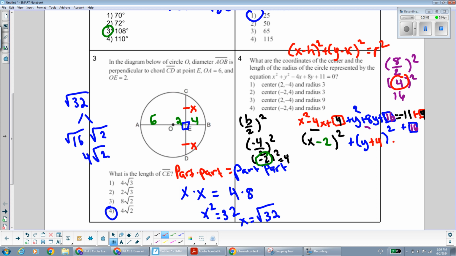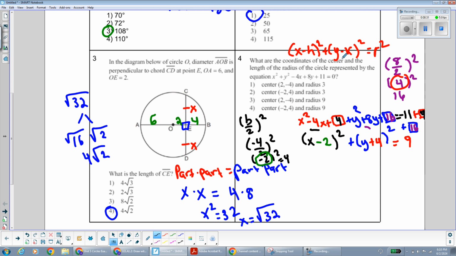And then let me take a second and add up the stuff on the right-hand side of the equal sign. We had 16 and 4, which is 20. And negative 11. 20 plus negative 11 is 9. So now we have our equation of the circle in the correct format. And now let's pull out the center and the radius.